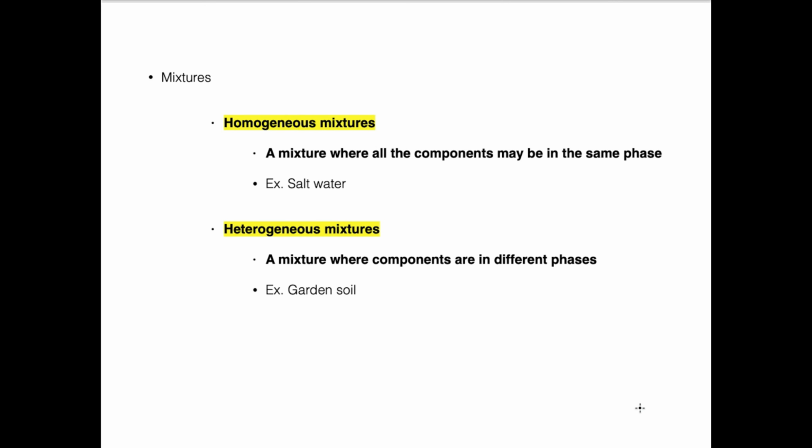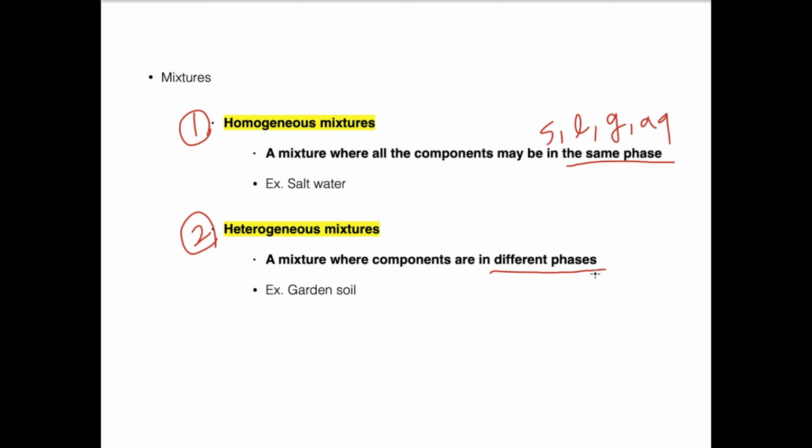Mixtures can also be divided into 2 types. The first is a homogeneous mixture and the second is a heterogeneous mixture. A homogeneous mixture is a mixture where all the components may be in the same phase. So all the substance that forms a mixture might be in the solid phase or the liquid phase, gas phase, or aqueous phase. On the other hand, a heterogeneous mixture is a mixture where components are in different phases.